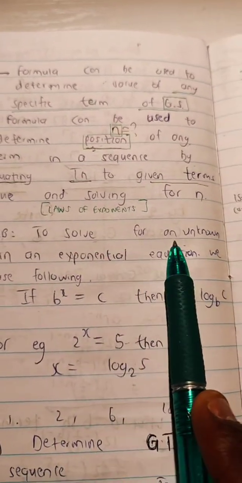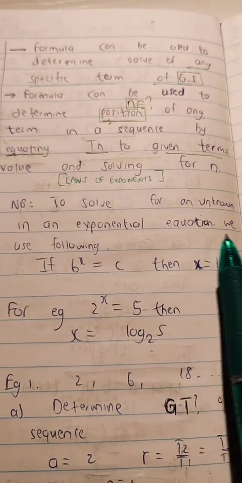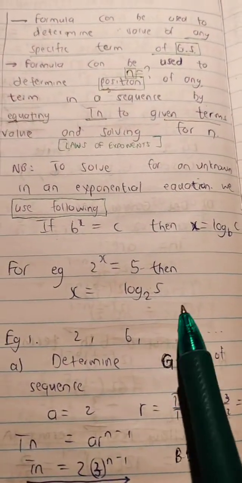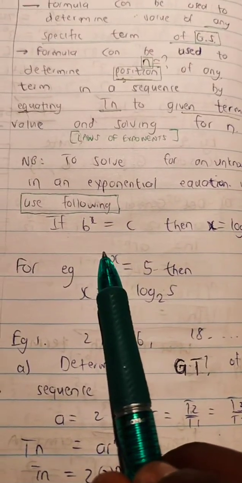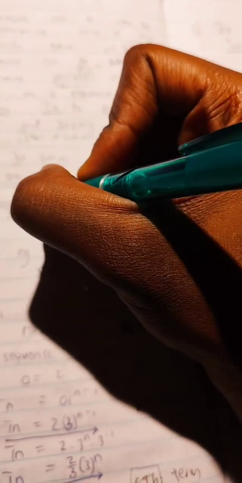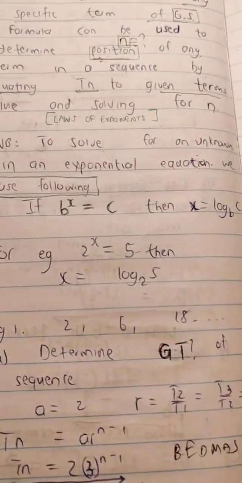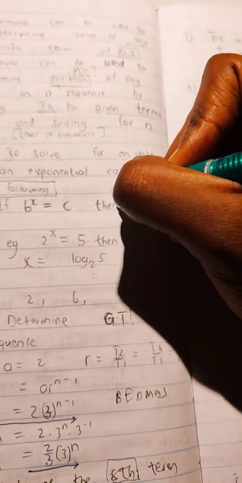Okay, then here's something very important to note. To solve for an unknown in an exponential equation, we are going to have to use the following tool. Here is something you need to take into consideration as you listen to me. If b to the power x is equal to c, then the following is true.